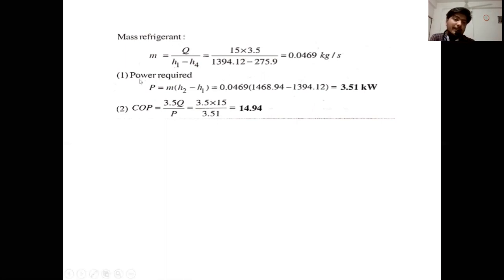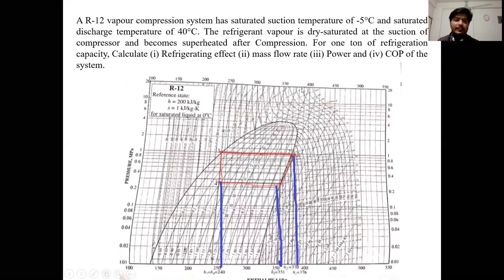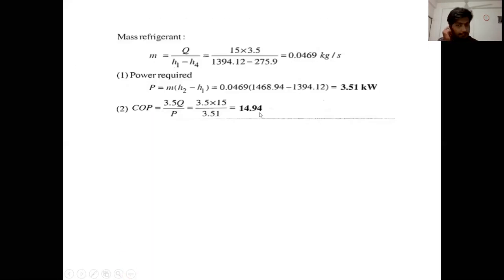Next, the power required for the compressor for that 15 TR capacity is m into (H2 minus H1), and we got 3.51 kilowatt. So a 3.5 kilowatt compressor is required. Next, COP of the system is Q, that is 15 TR times 3.5 converted into kilowatt, divided by the power of the compressor, which is already given. It is 14.94. So numerical number 2 is done.